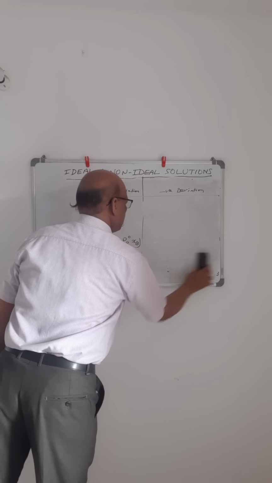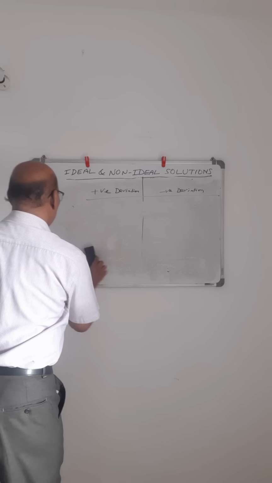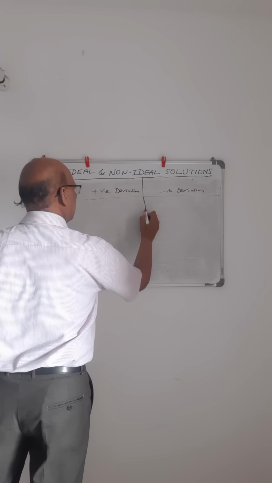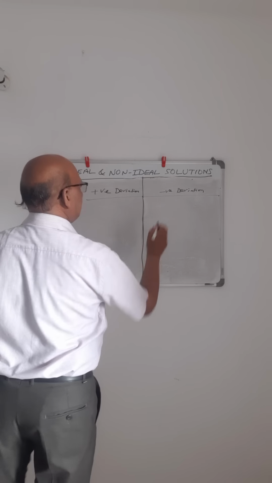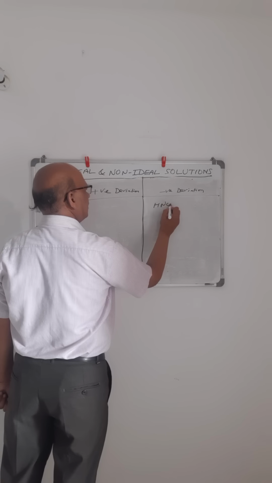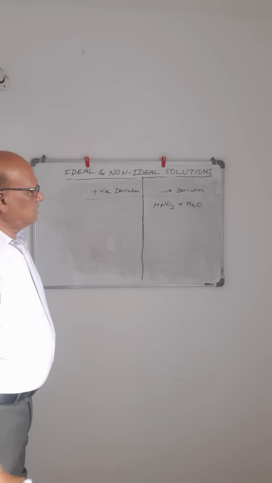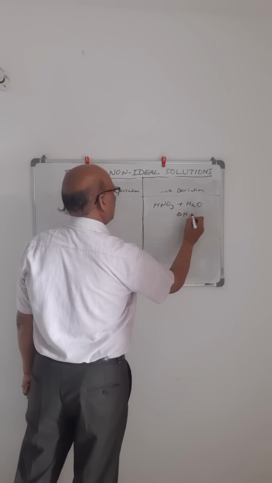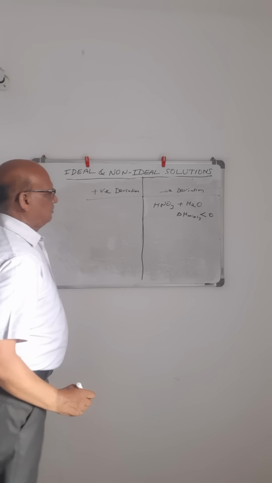Let us take some examples of solutions showing positive deviation and those showing negative deviations. First we take a solution showing negative deviation. Suppose I take a solution with say HNO3, nitric acid, plus water. It will show negative deviation. As we know, whenever we mix some acid in water, it is an exothermic process. So delta H mixing will be less than 0. So it is showing negative deviation.